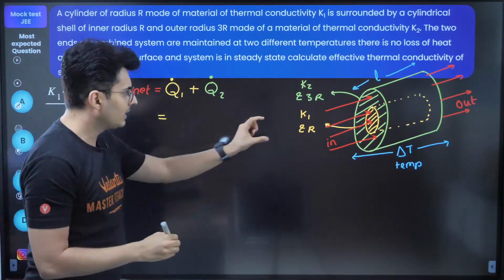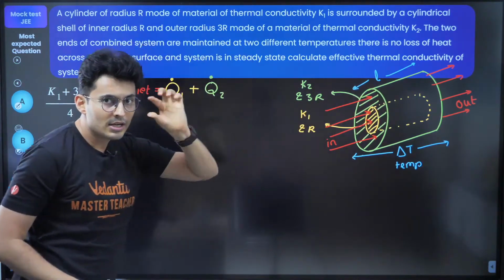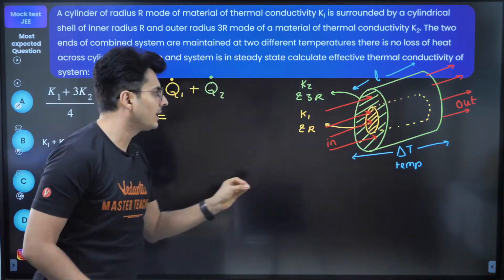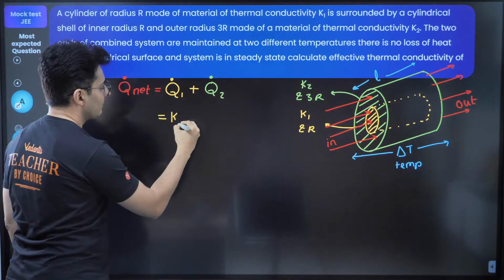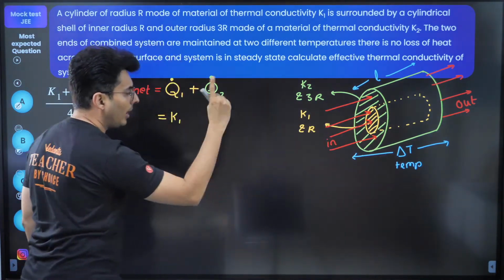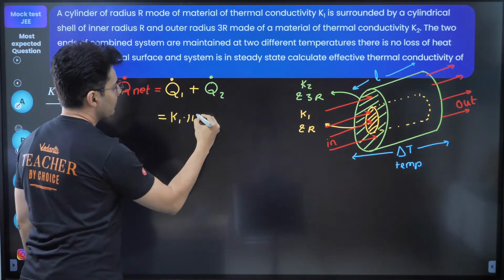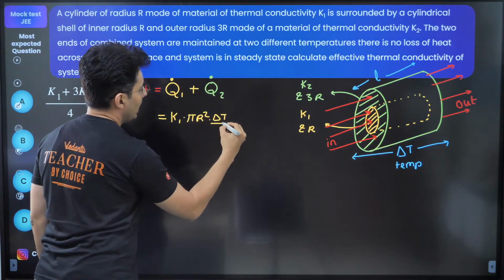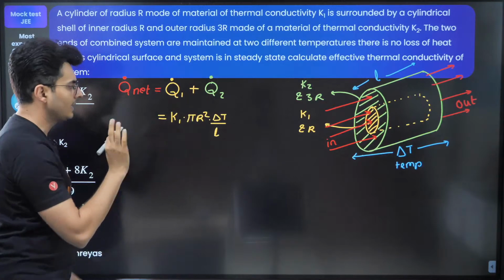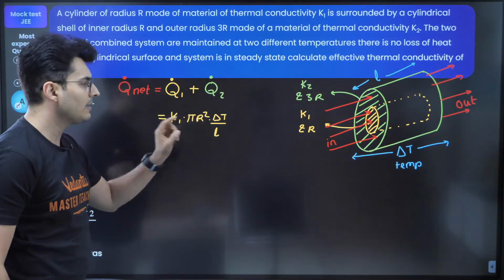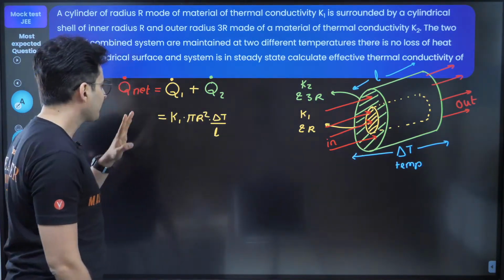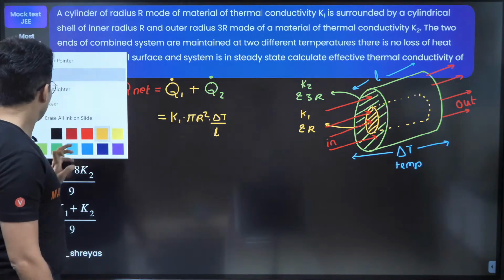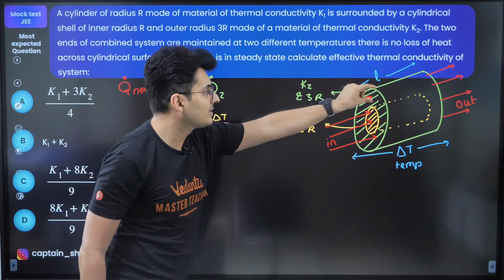Q1 is nothing but the heat flowing through the small tube, the small cylinder inside. The formula is K1 times the area of that yellow part, which is pi r square, into delta T by the length L. That's it. K A delta T by delta x. That's the formula. Next, for the green part, that is this shaded part.